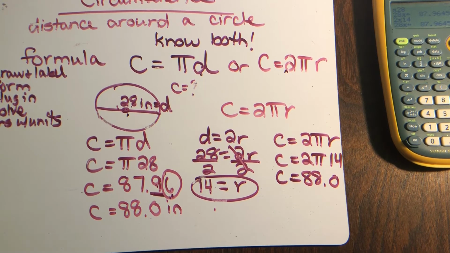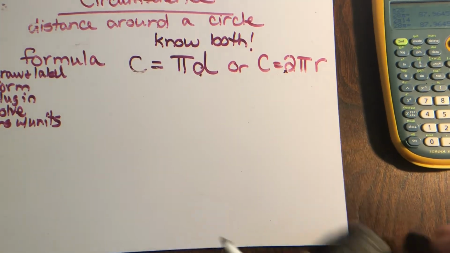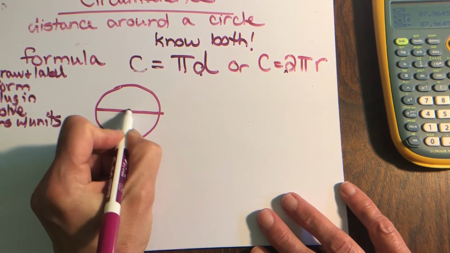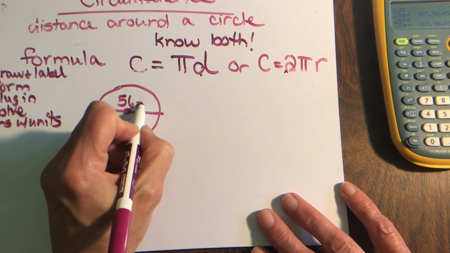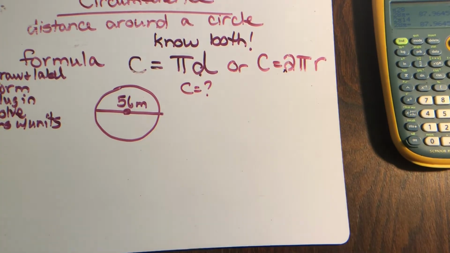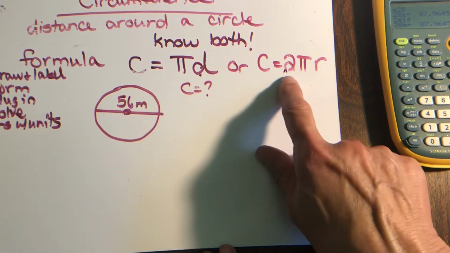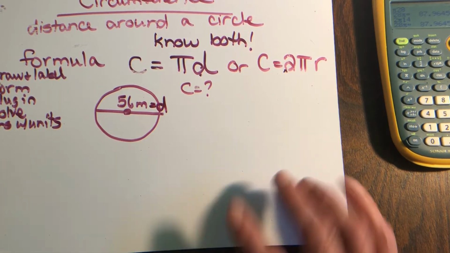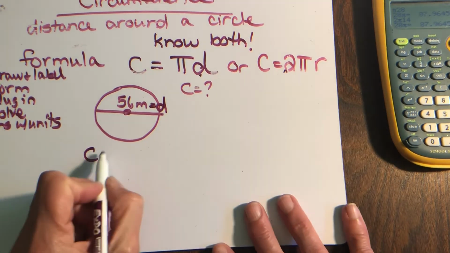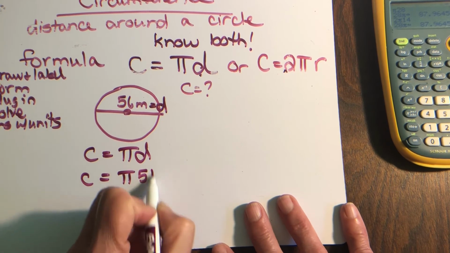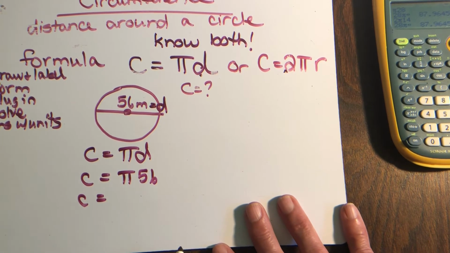All right, now let's do a couple quick practice. If you have this, and I'm asking for circumference, which formula would you use? Would you use pi times d or 2 pi r? Well, label it first. Label what you got. Now, which formula do you want? You want that one. And then you just work it. It's so easy, right? Plug that in your calculator and you can go get your answer.